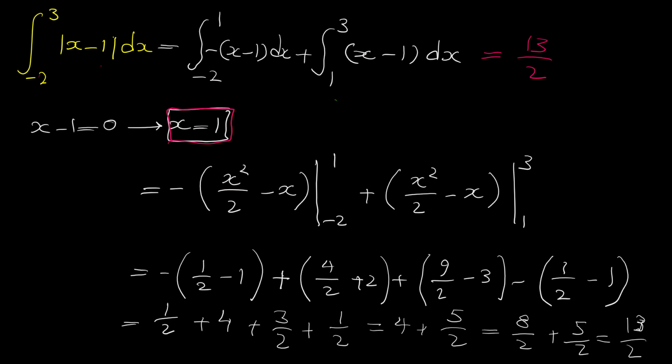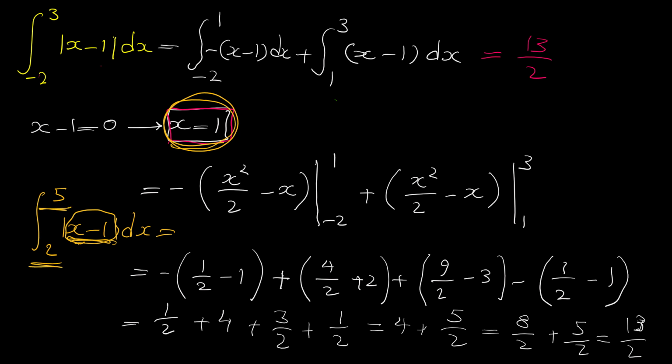For example, suppose we have this integral from 2 to 5 of absolute of x minus 1 dx. When we set this expression equal to 0, we get x equal 1. But 1 is not in this region. So in this case, it means that this expression is either always positive or always negative. And if you pay attention here, when x is from 2 to 5, x is a number between 2 to 5. X minus 1 is positive because x is greater than 2. Let's say it's 3, 3.5, 4, 4.5. So x minus 1 is positive.